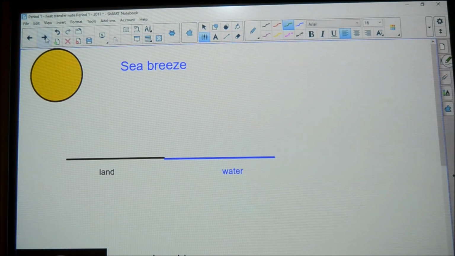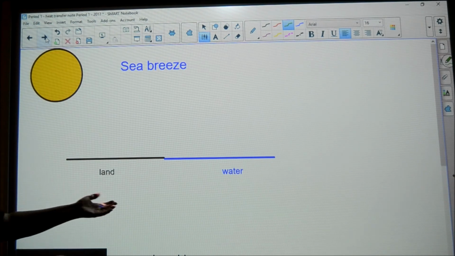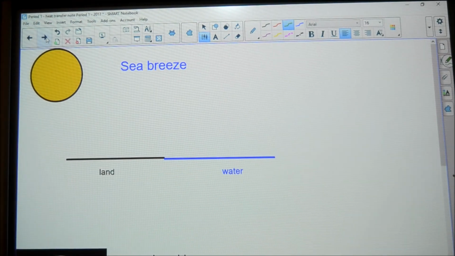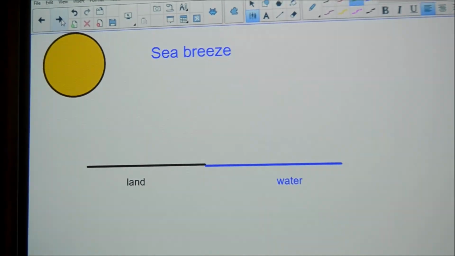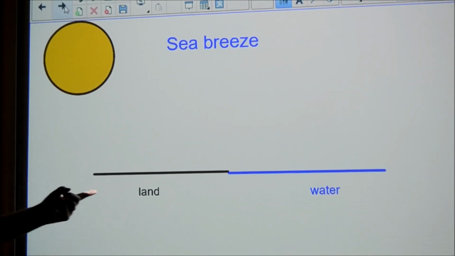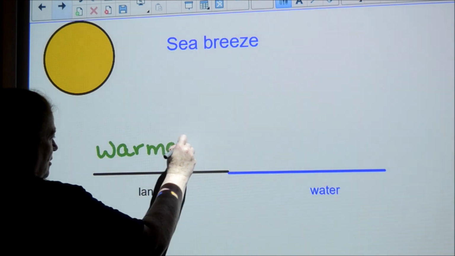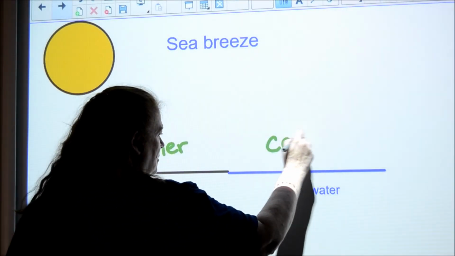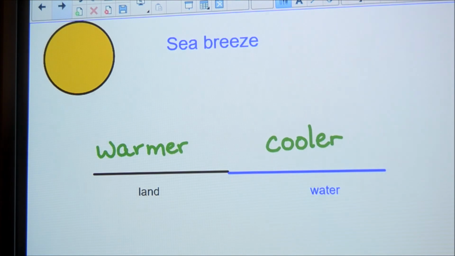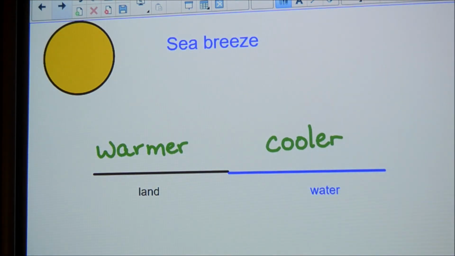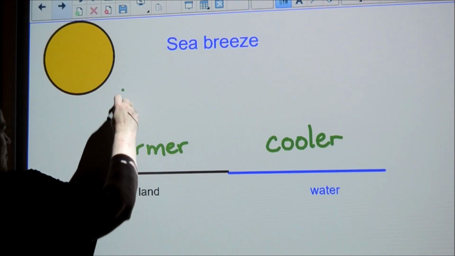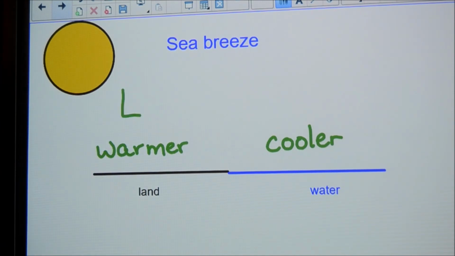It's during the day, the sun is out, here's my land, here's my water. Which one heats up faster? Well, it's the land, because it has a lower specific heat. So this one's going to be warmer, and this one's going to be cooler. We just talked about how temperature and pressure are inversely related. So if it's a warmer temperature, it's going to have a lower pressure. And if it was a cooler temperature, it would have a higher pressure.